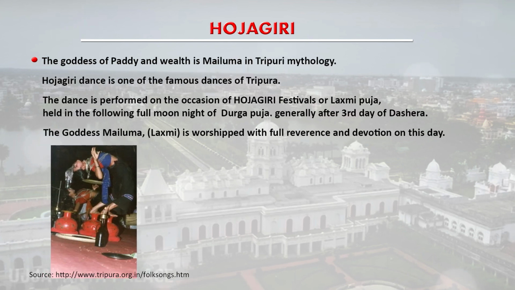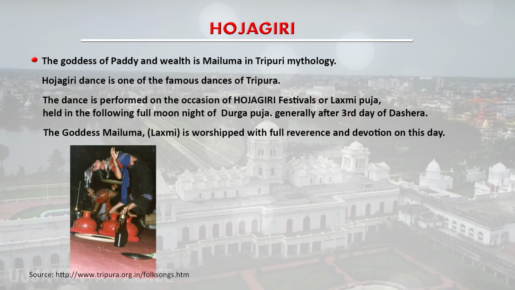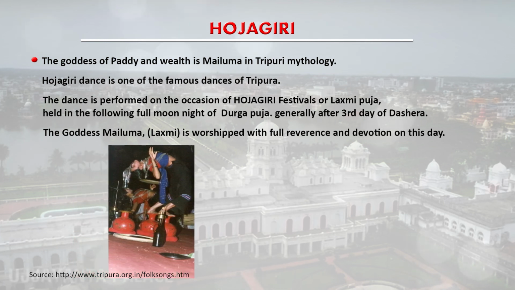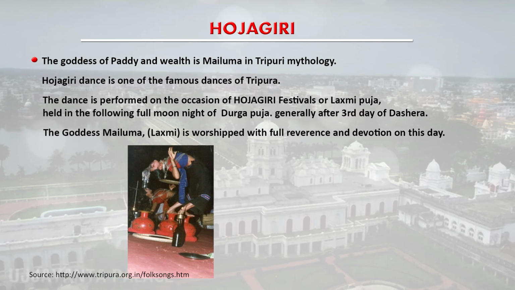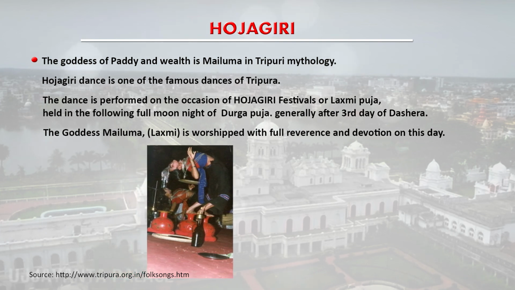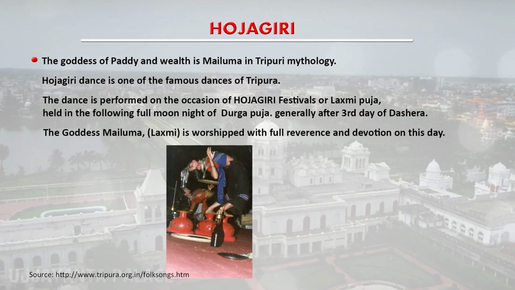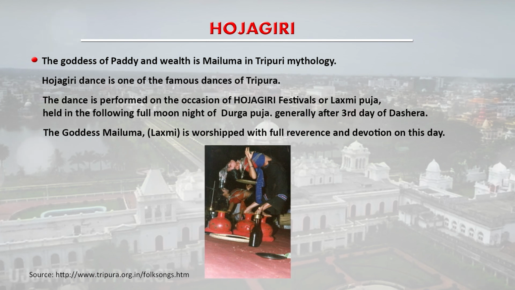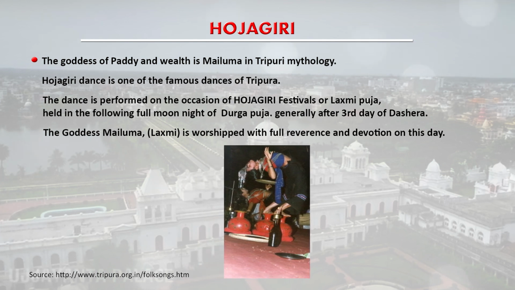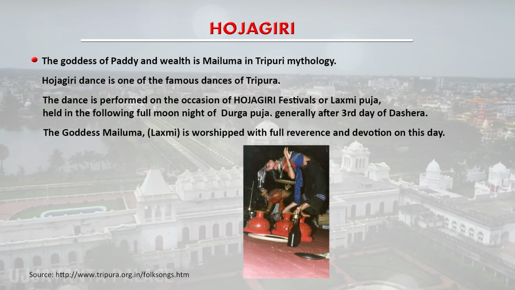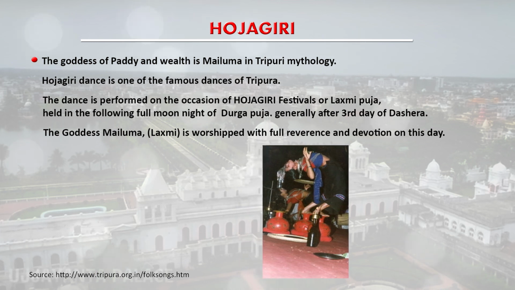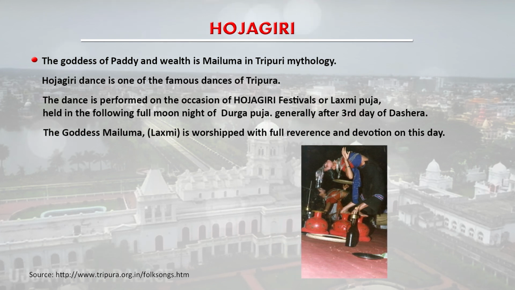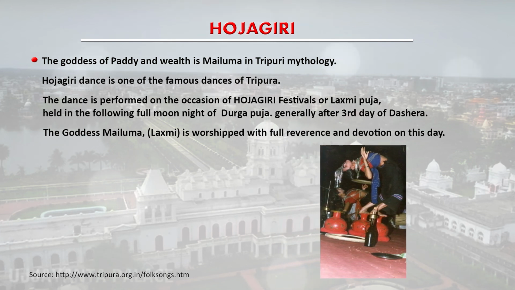And Hojagiri is one of their worship festivals. It is carried out for harvesting-related purposes and is observed after the Dashera Puja, at the full moon. You can relate it to the Lakshmi Puja. During that time they worship the Mailuma god and perform a dance, called the Hojagiri dance, which is very famous among the Tripuri community.